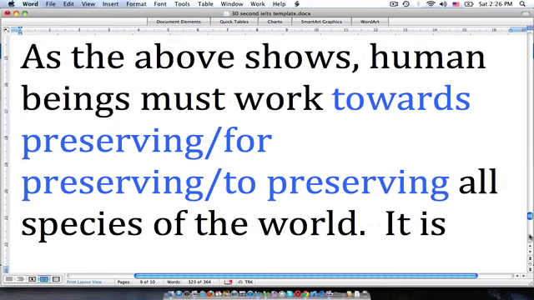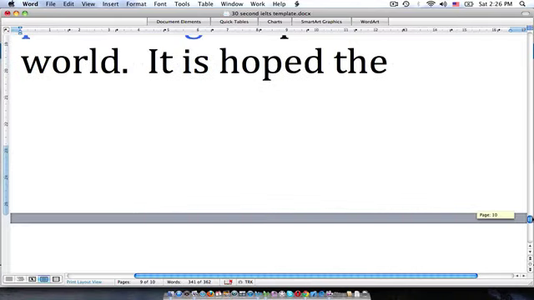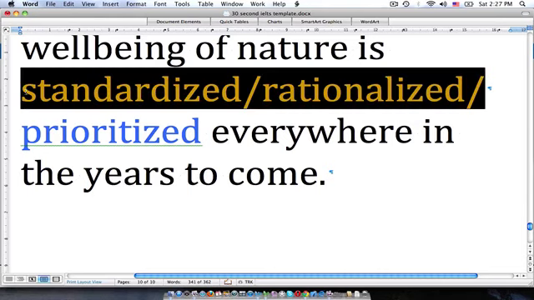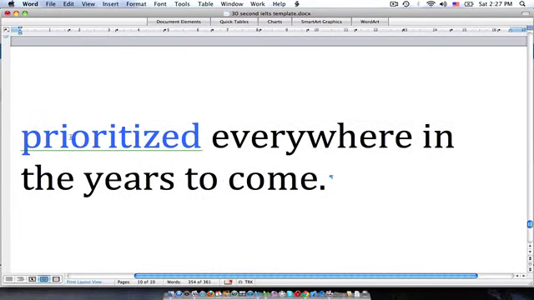As the above shows, human beings must work towards preserving, for preserving, to preserving all species of the world. Okay, the correct answer here is towards preserving. It is hoped the well-being of nature is standardized, rationalized, prioritized everywhere in the years to come. Okay, and the correct answer would be prioritized, which means to make most important.